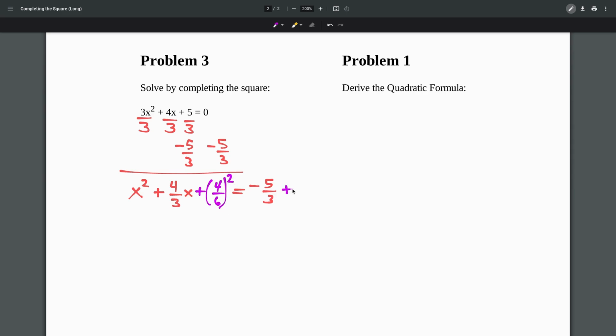And we'll do the same thing here. 4/6 squared. Okay, so now what we need to do is, well, we've got to do 4/6 squared, so we get x squared plus 4/3 x plus 16 over 36. And that's equal to negative 5/3 plus 16 over 36.